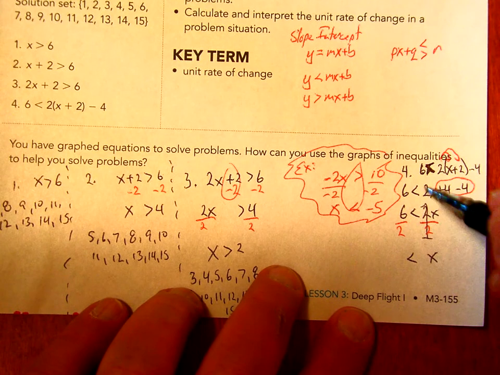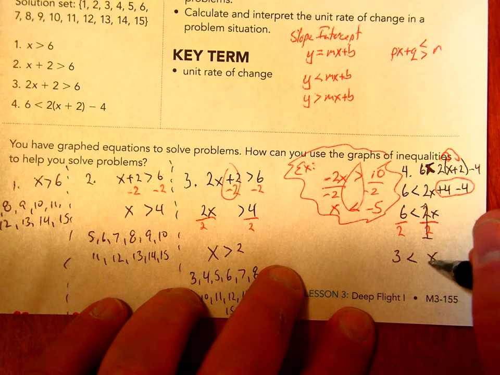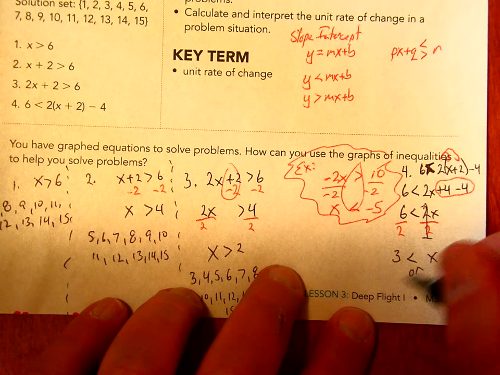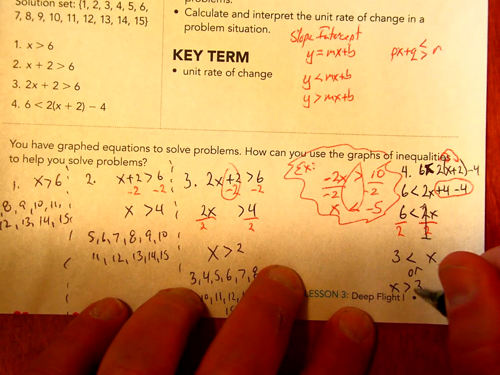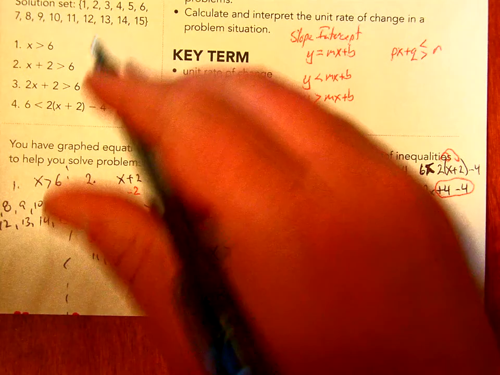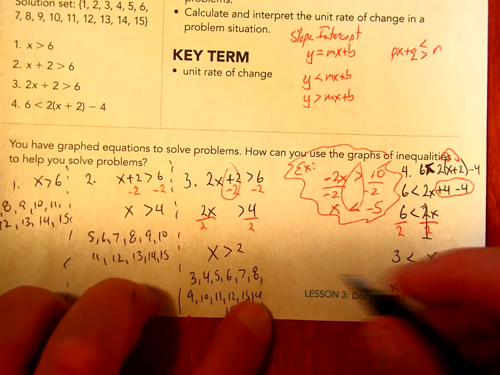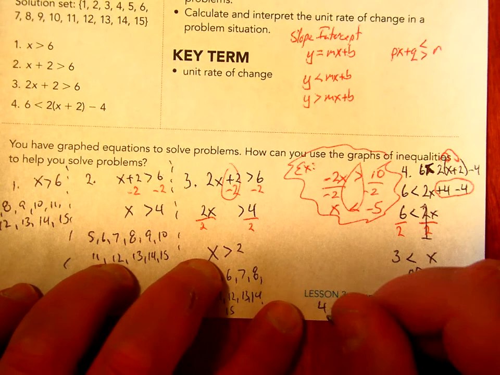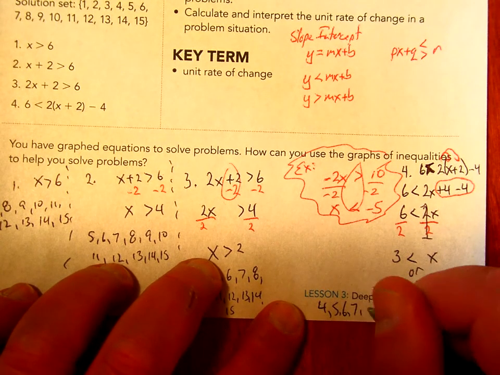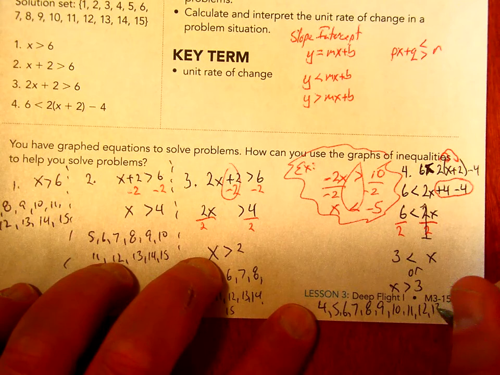6 divided by 2 is 3. So 3 is less than x, or x is greater than 3. The alligator mouth wants the x, it always wants the larger quantity. So out of my solution set, the answers that fit this are bigger than 3. So my solutions for this are 4 through 15. 4, 5, 6, 7, 8, 9, 10, 11, 12, 13, 14, 15 are my solutions.